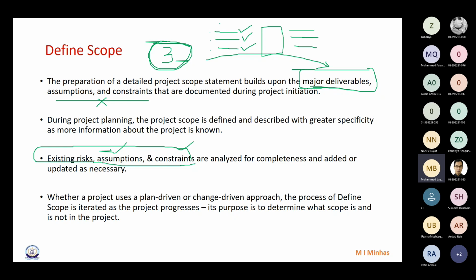Let me remind you. One is the risk register. There might be certain risks that may affect your process. Then the assumption log, in which we have certain assumptions and constraints. So there might be some assumptions and constraints that may affect this process. And what was the third?